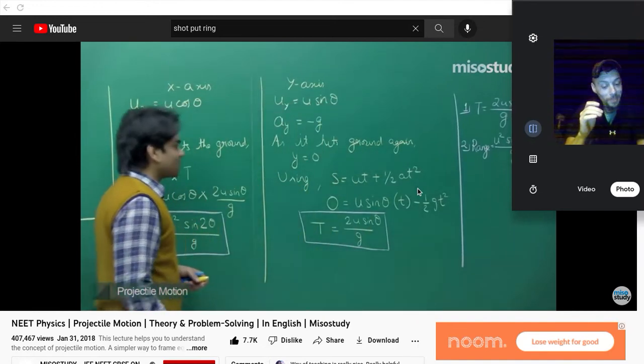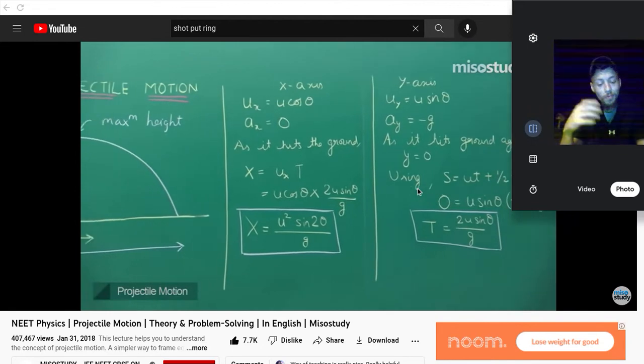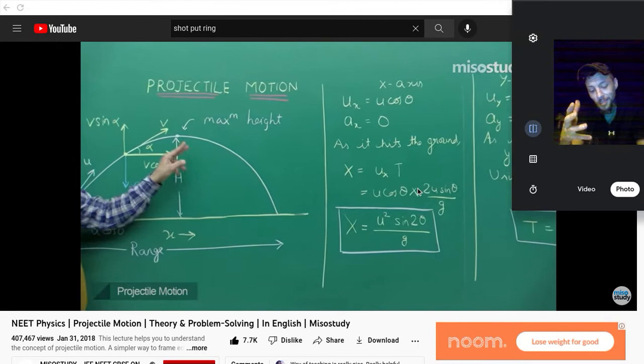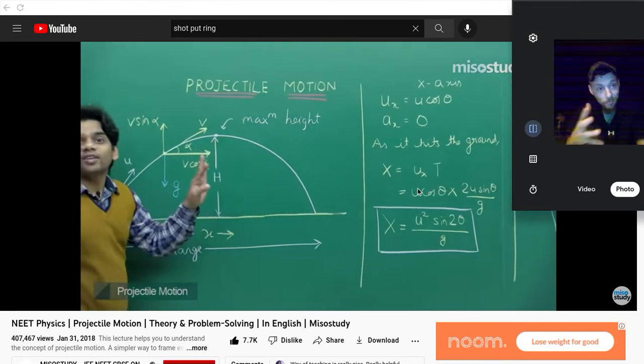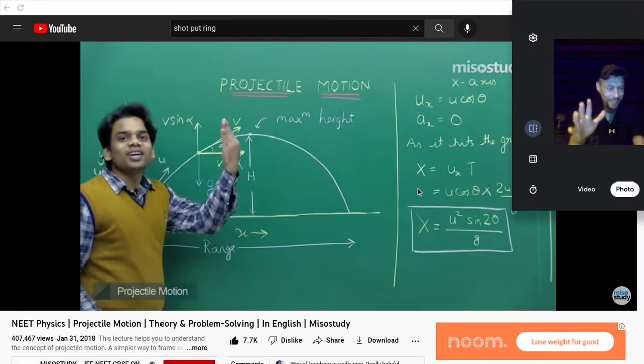Now let's come to the third thing, which is the maximum height. As I told you, at the point of maximum height, we can see here the body will have no vertical velocity, because the vertical velocity component was responsible to move it in the vertical direction.